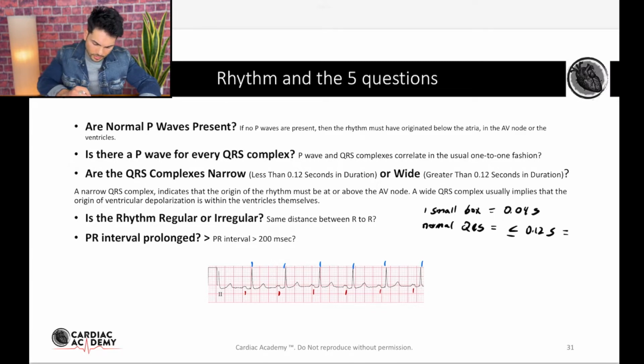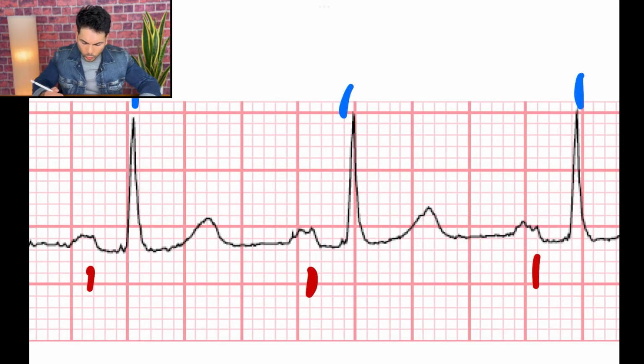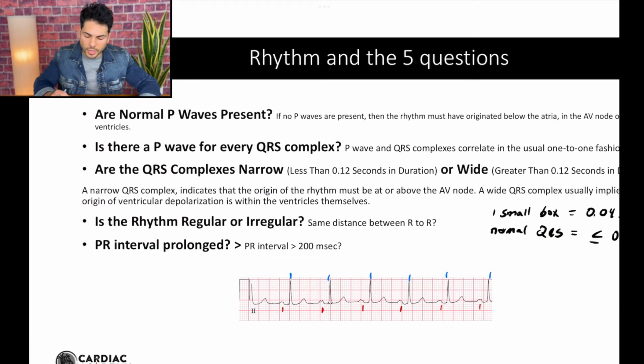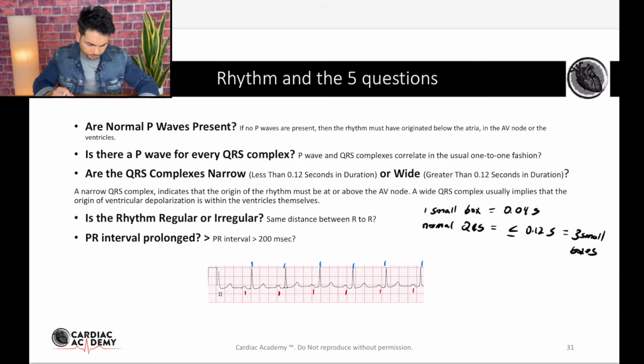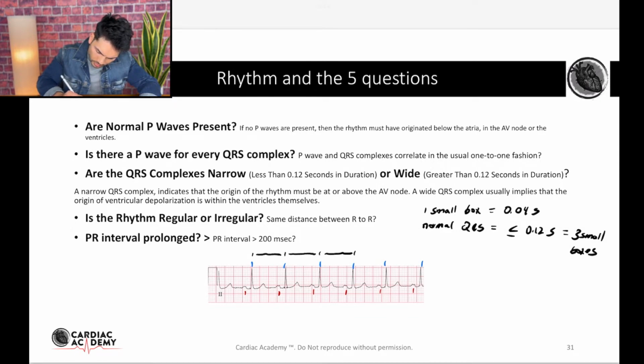So let's check that. So we look at this QRS and we see that there is 1 and 2 small boxes. So that would equal 0.08 seconds. So that's a normal QRS. After that, we check to see whether the rhythm is regular or irregular. And we do that by looking at the distance between R wave and R wave, and we want to make sure it's the same distance. So let's check. And we see that, yes, the distance is the same. So the rhythm is regular.